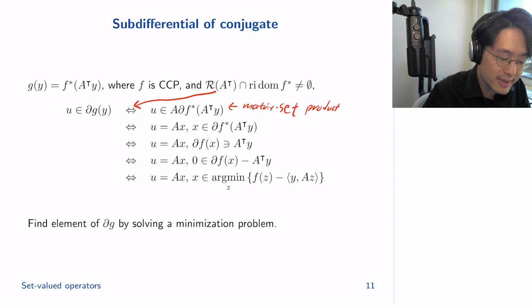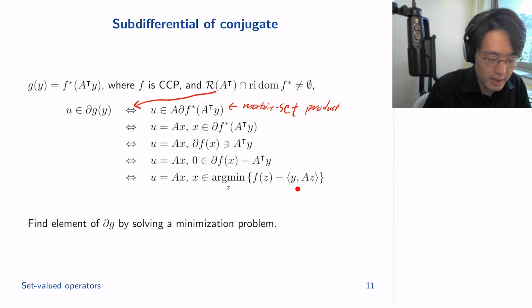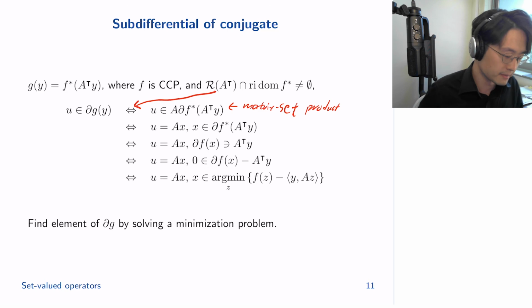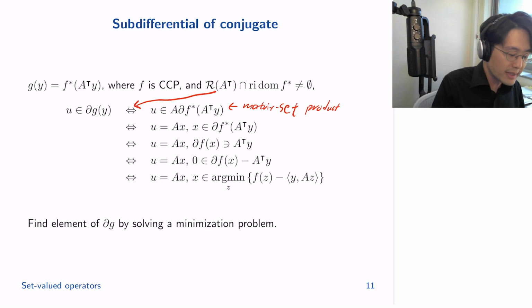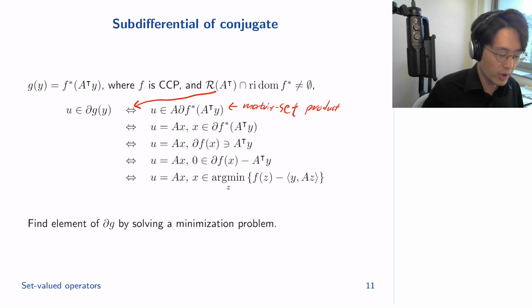Okay, so u is a subgradient of g evaluated at y if and only if u is equal to Ax, where x is the solution to the minimization problem of minimizing f of z minus y transpose A z. To put it differently, we can obtain an element of partial g, a subgradient, by solving this minimization problem and then performing this matrix vector product with the minimizer x.